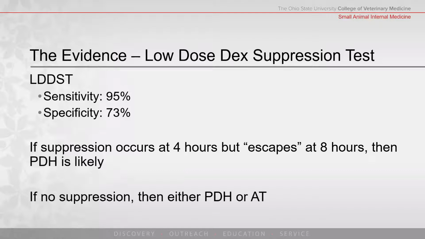What do we consider suppression? Traditionally we always thought suppression is like less than 1, right? Actually, suppression is more than 50% of the baseline. So if you start out with a baseline cortisol of 8 and it suppresses to 2, it's not less than 1, but it's more than 50% down from what the original level was. So that is considered suppression.